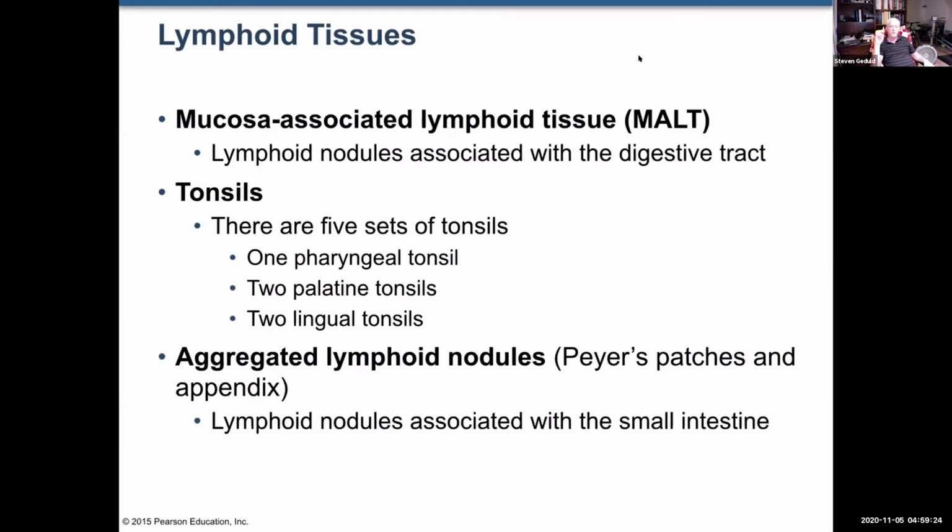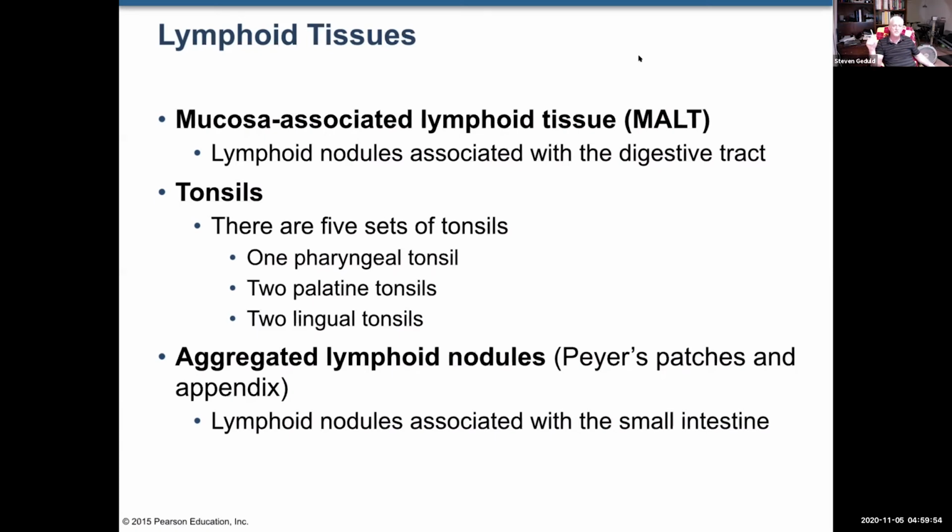So MALT is lymphoid nodules that are associated with the digestive tract. Okay, they're around the digestive tract. Just think about it. Your digestive tract, where's a lot of your bacteria going to come from? Your digestive tract. The food you eat, basically in your mouth, is not sterile. Okay, a lot of your bacteria and pathogens come from your digestive tract in your body. That's where you have this extensive association of MALT, which is your mucus-associated lymphoid tissue that surrounds your digestive tract. So things coming through there, it can find things as foreign.